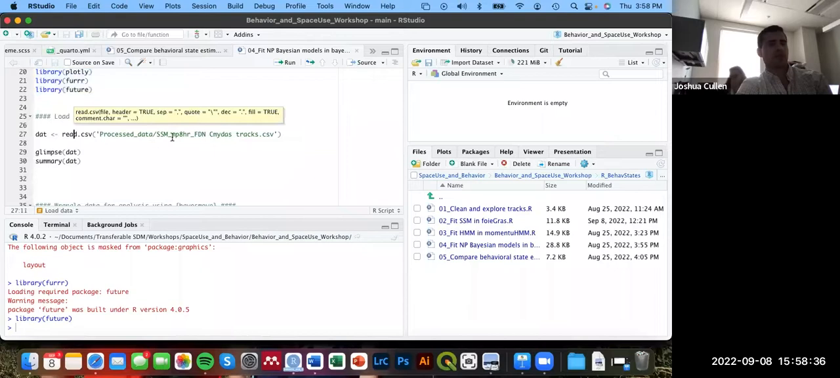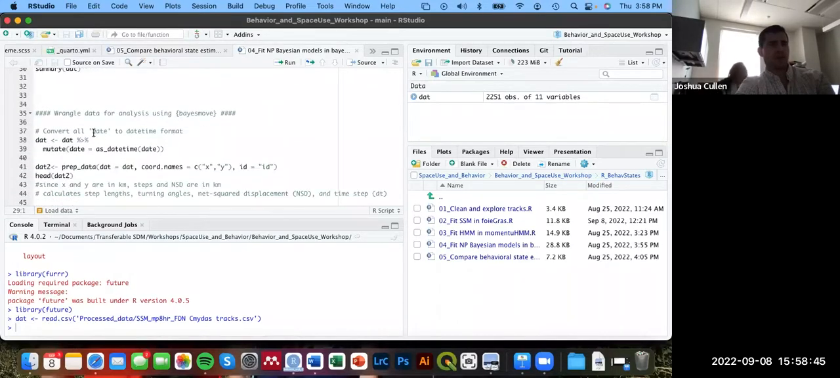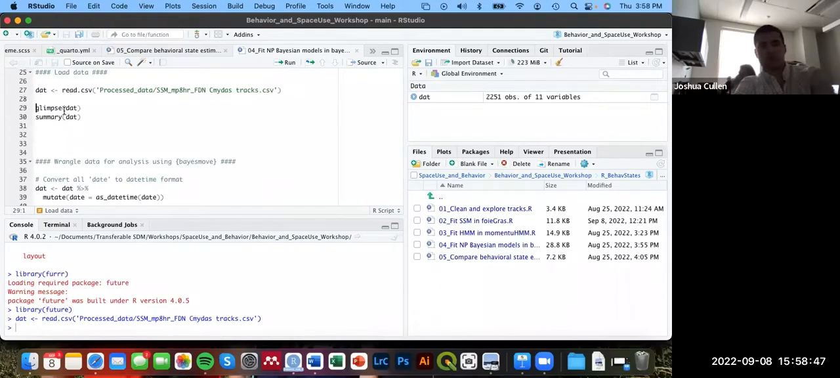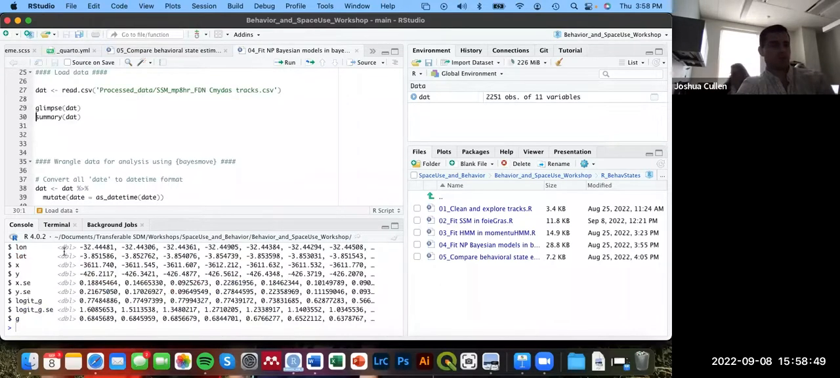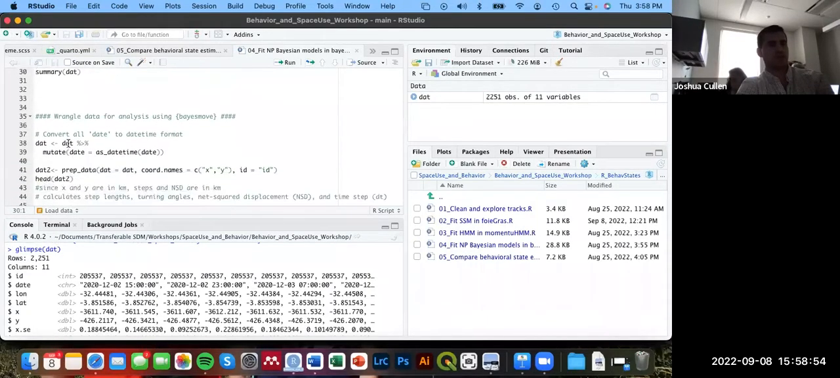So I'm reading in again these exported results of the tracks from the state space model because it does not account for location error. And as before, if we look at the structure of this data set, date is a character, and we need this to be a date time format. So I am using the as_datetime function.